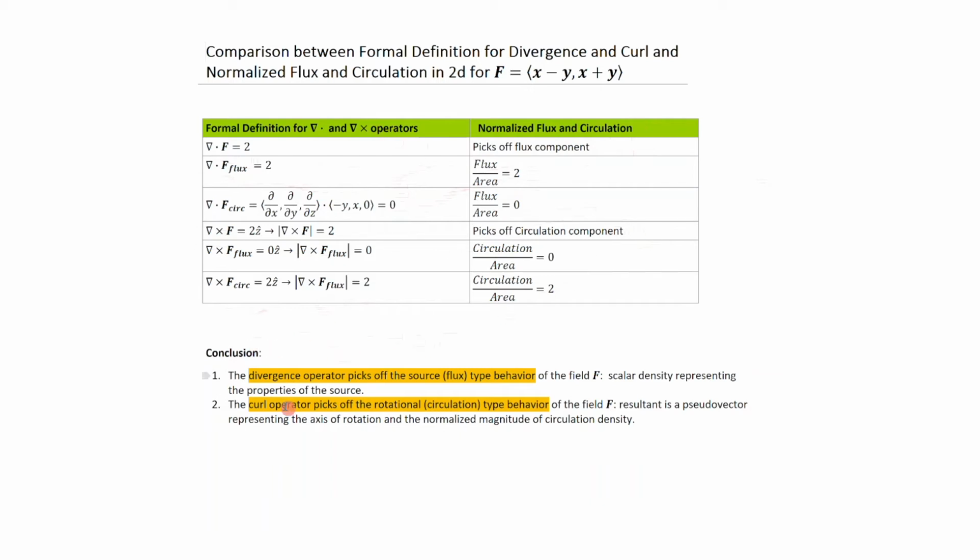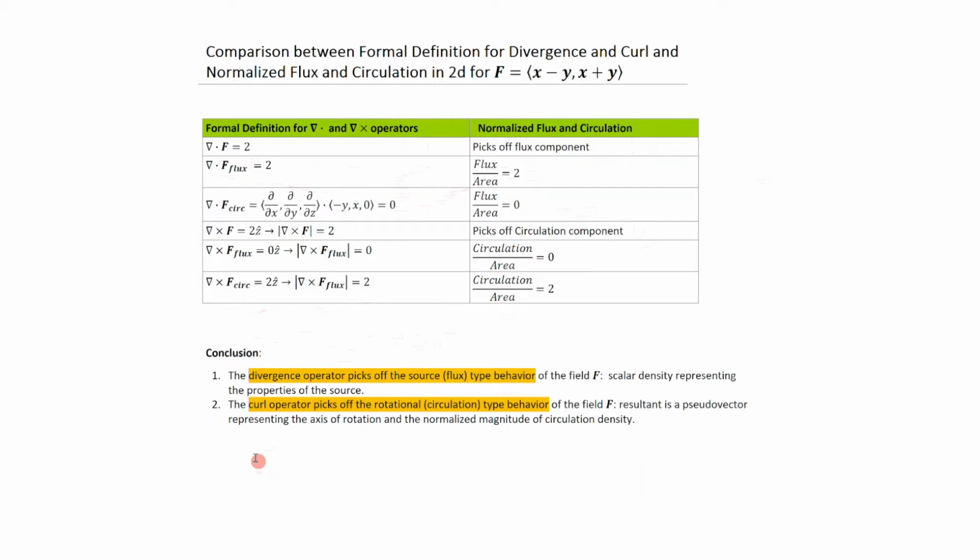So these are the concluding statements then. The divergence operator picks off the source, flux type behavior of the field F, and it's a scalar density representing the properties of the source. The curl operator picks off the rotational or circulation type behavior of the field, and the resultant is a pseudo-vector representing the axis of rotation and the normalized magnitude of circulation density. So this is more or less the takeaway message.